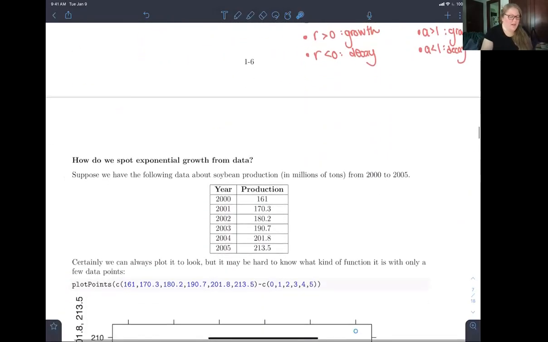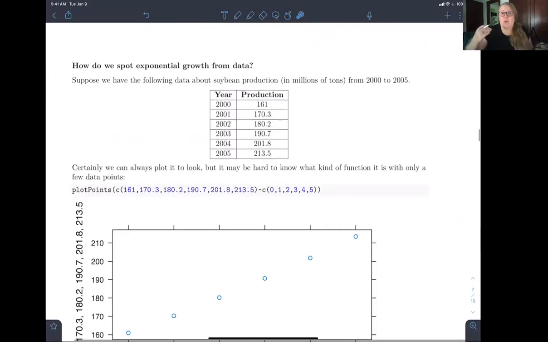So how do we notice it from data? One of the things we talk about in this particular class is wanting to be able to notice a function in various forms, right? Talking about, well, what if I have a symbolic form? What if I have a graph? What if I have a table?